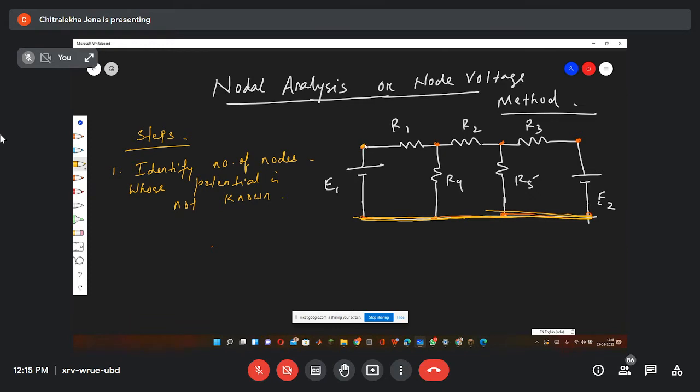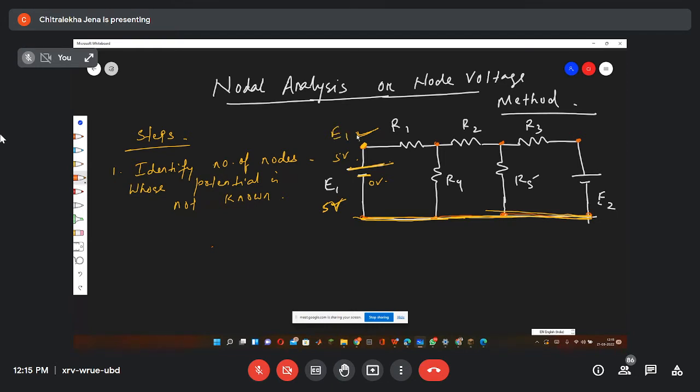But if you consider this node, here a battery E1 is there. Suppose E1 is equal to 5 volt. That means the potential of this is 5 volt with respect to this one, which is negative, at 0 volt. So the potential of this node is known to you. That is your E1. Am I clear to all of you?